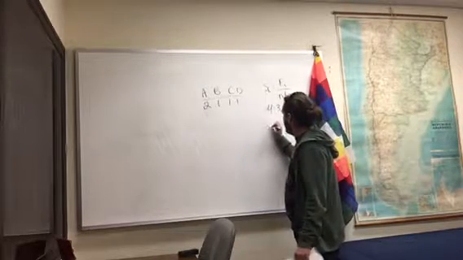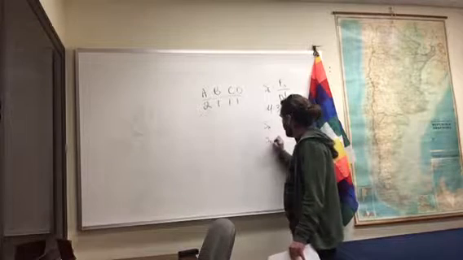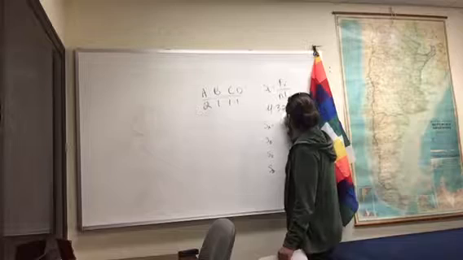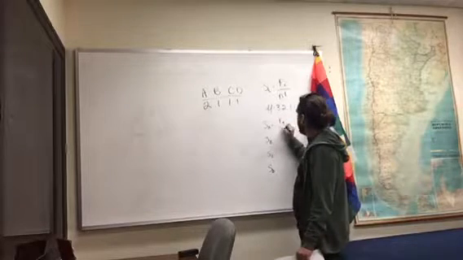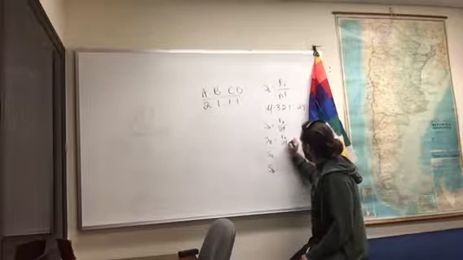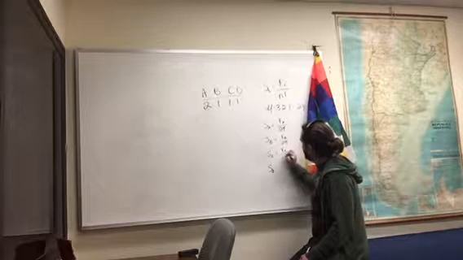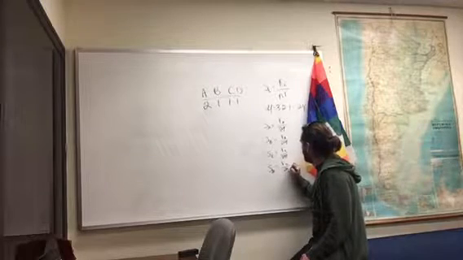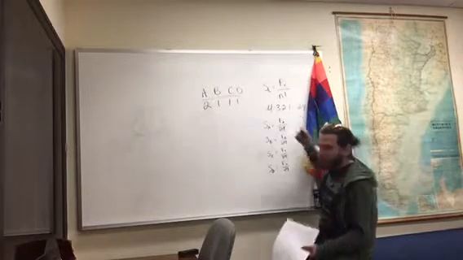So the Shapley-Shubik index for A, B, C, and D is going to be FA over 24, FB over 24, FC over 24, and FD over 24. Now the F thing is really important.